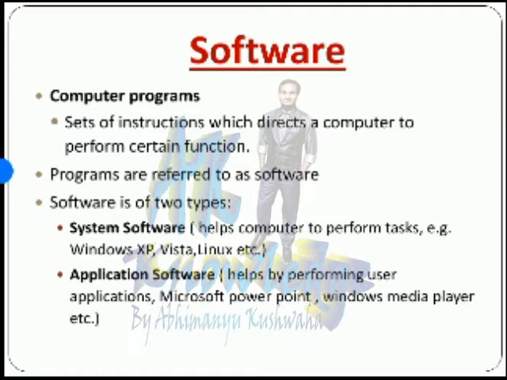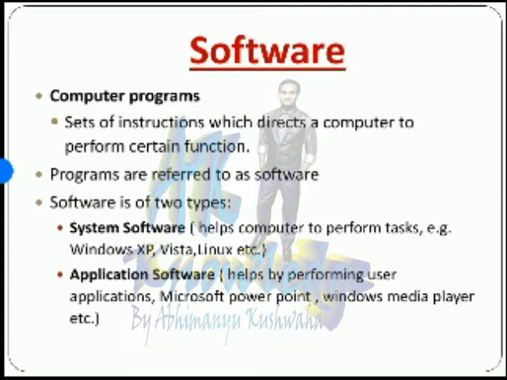Now software is of two types. First is system software and second is application software. Now what is this? System software, as the name suggests, means the software which is helpful for the system. What is the system? Computer system.